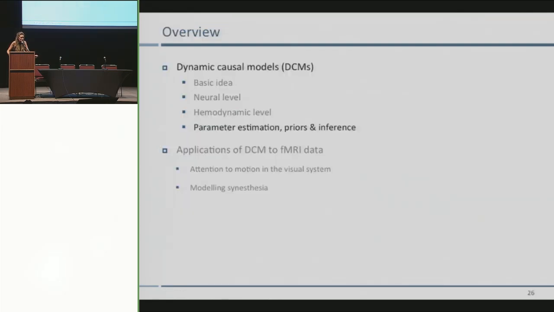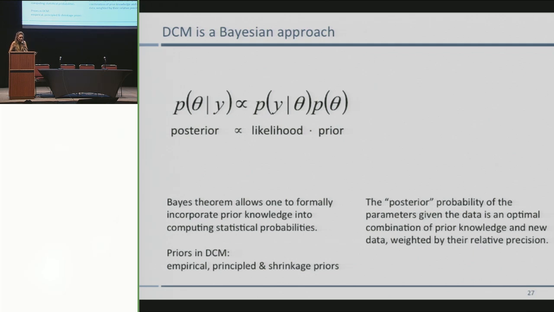Okay. And so the last piece, so we have our neural model and then our hemodynamic model, so we're able to generate BOLD data. But what if we have BOLD data and we want to go back and look at the parameters? And that's where we come to the Bayesian piece.